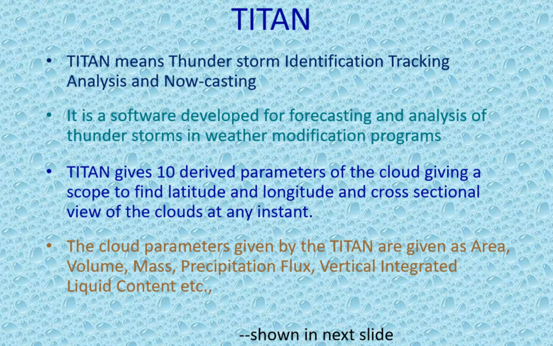Titan is basically a software. Titan means thunderstorm identification, tracking, analysis, and nowcasting. It is a software developed for forecasting and analysis of thunderstorms in weather modification programs. Titan gives 10 derived parameters of the cloud, giving a scope to find latitude and longitude and the cross-sectional view of the cloud at any instant. The cloud parameters given by Titan are area, volume, mass, precipitation flux, vertical integrated liquid content, etc.